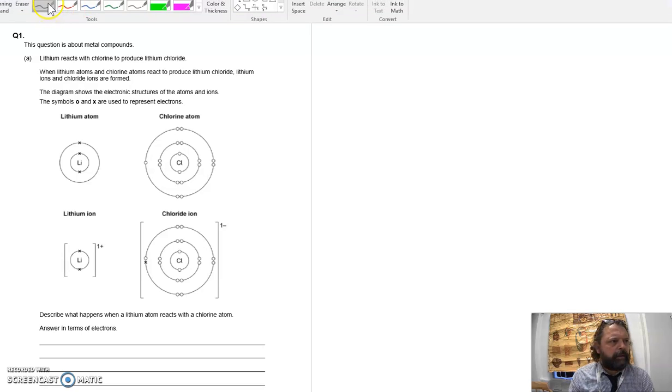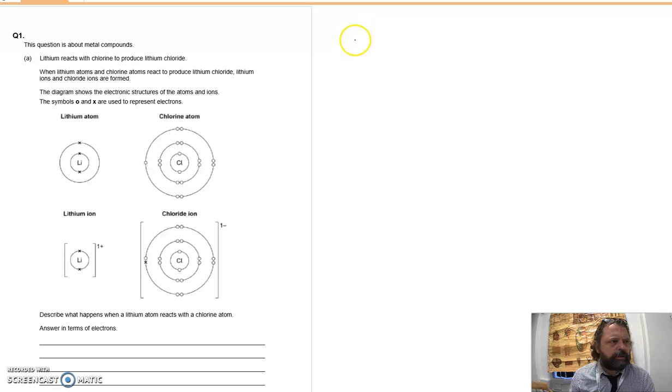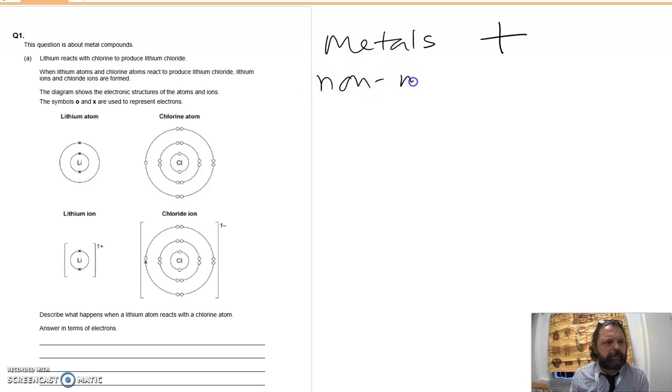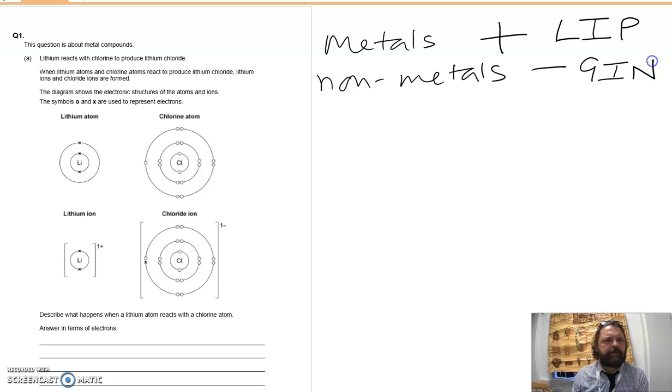Hi everyone. Okay, before we start answering these questions, let's remember what we know about ions. So we should know that metals make positive ions and non-metals make negative ions. Metals make positive ions because they lose electrons, and we can remember that with the acronym losing is positive. Non-metals gain electrons, gaining is negative.